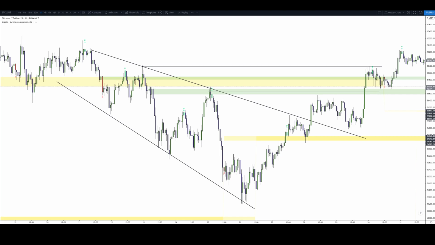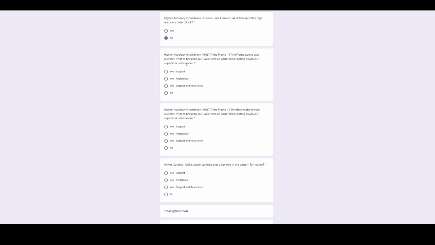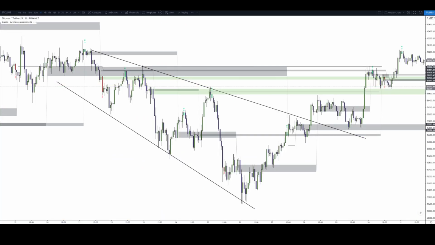Cool. Let that load. So prior to breaking out, was there an order block acting as major support or resistance? Right. So just before breaking out, was there a level being played with? So we can go here and be like, okay, well there's a 2 hour level that was tested as support and reclaimed as support pretty cleanly through here before it broke out. So I'm going to say yes to that.